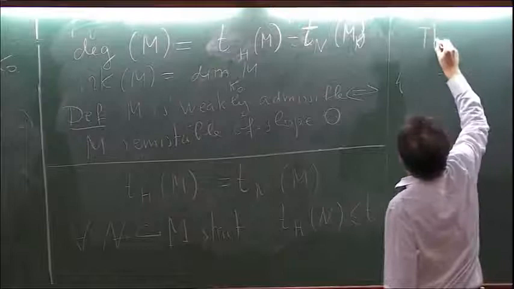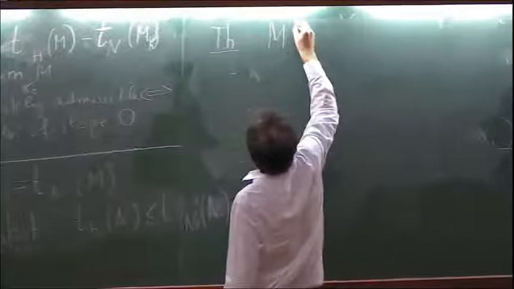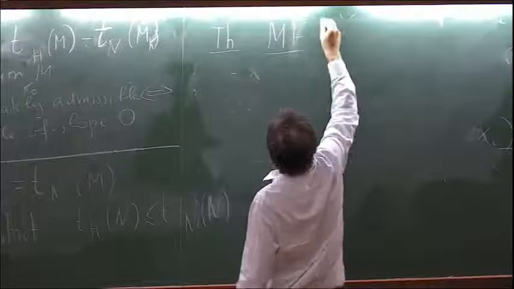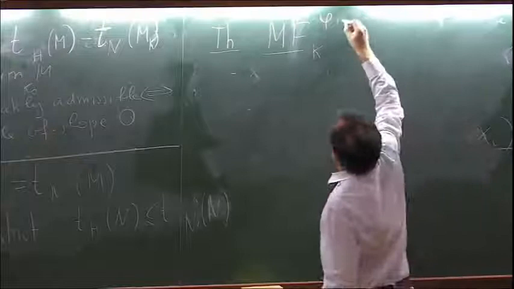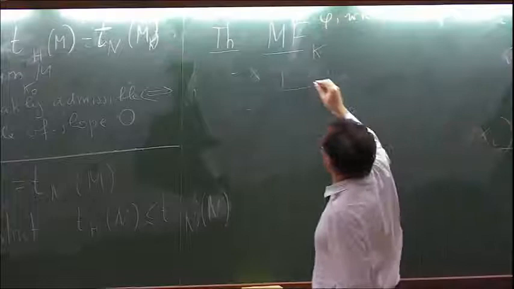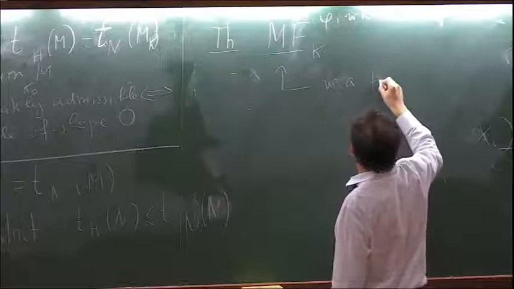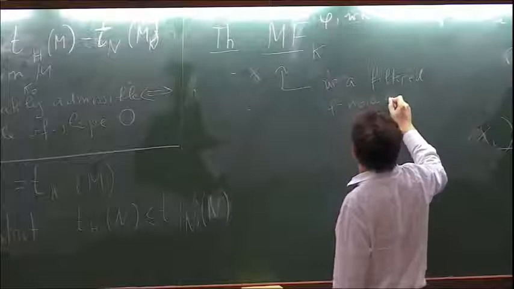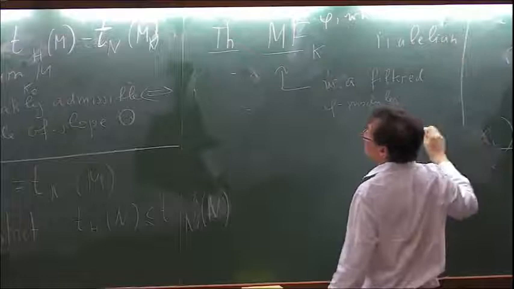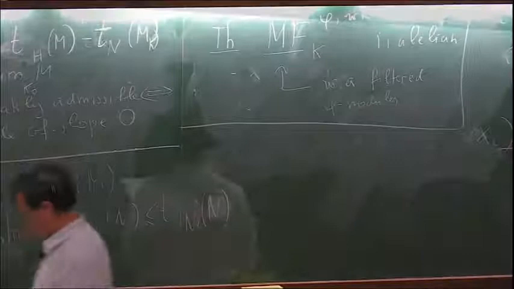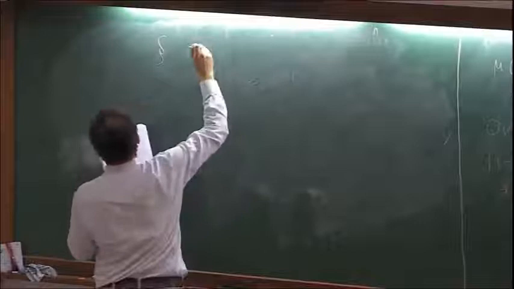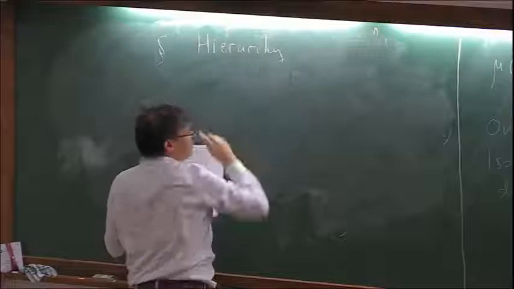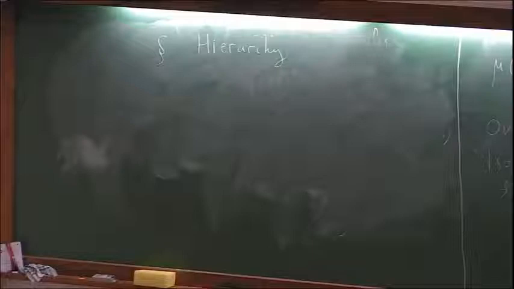So concretely, this means that t_H of M is equal to t_N of M, and that for any strict subobject N of M, t_H of N is less than or equal to t_N of N. So this is Fontaine's definition of weak admissibility, but written in terms of the Harder-Narasimhan formalism.